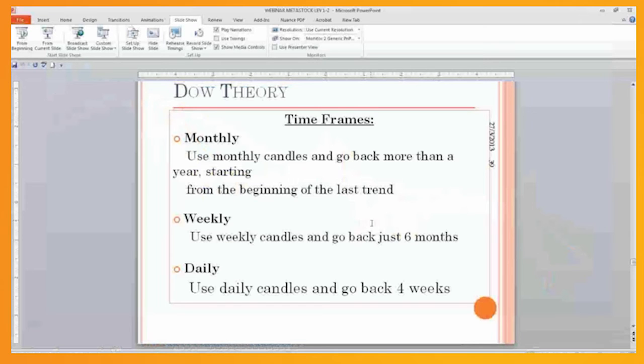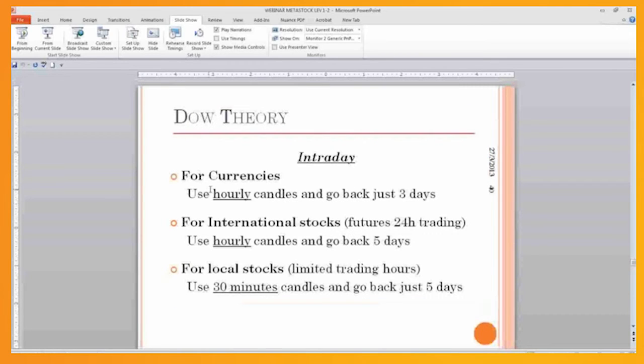So again, I don't think that anybody from us is checking the monthly chart just to take a position, but let's say that we start from the weekly, use the weekly candles and go back 6 months. So for the daily, use the daily candles and go back for 4 weeks only. For the currencies, if we are using the hourly candles, then we go back just for 3 days.